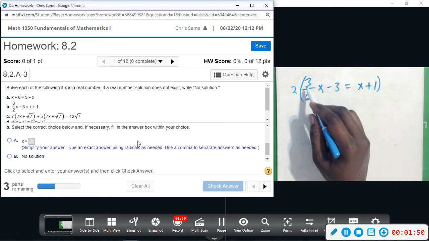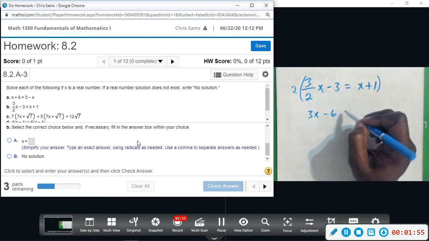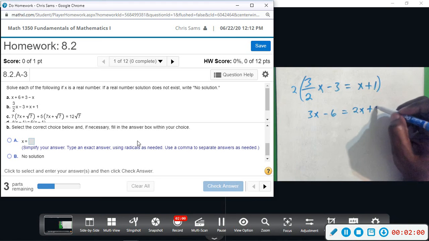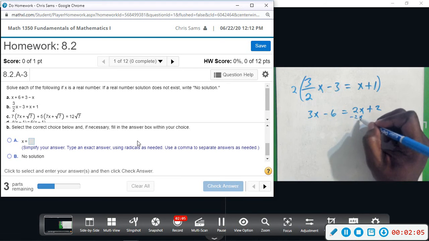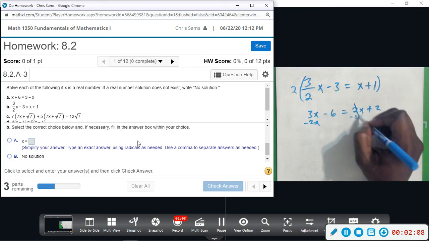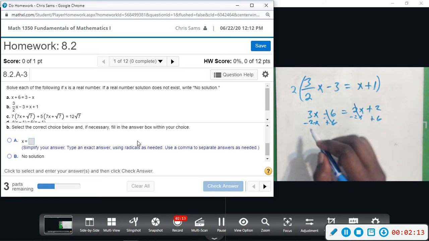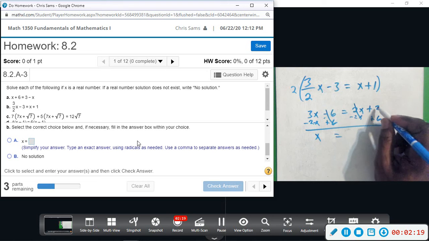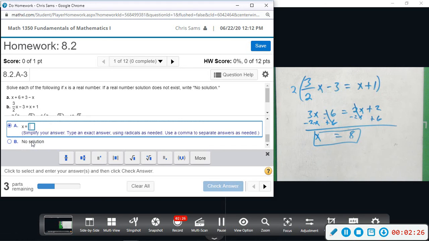So multiplying by 2 will get rid of that 2 and leave us with 3x. Multiplying by 2 will give us negative 6. Multiplying by 2 will give us 2x and plus 2. Alright, now we can deal with whole numbers. So we will subtract 2x and we will add the 6. So I will just be left with x equals 6 plus 2 is 8. So we'll just be left with x equals 8 for part B.